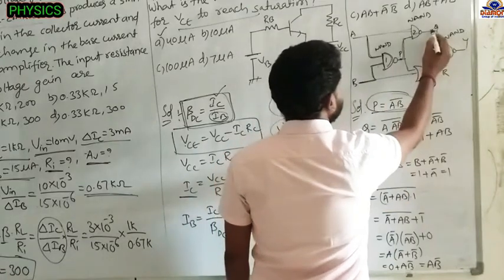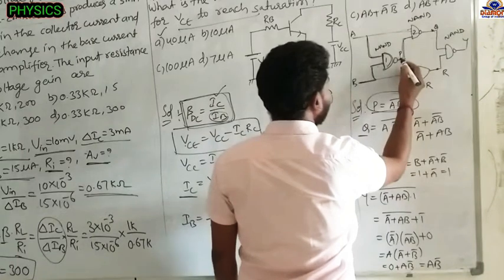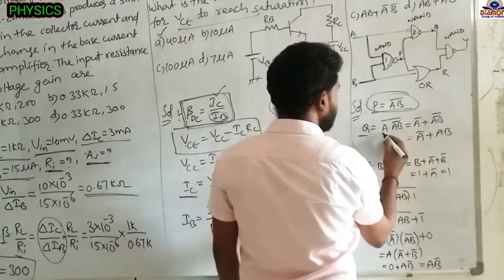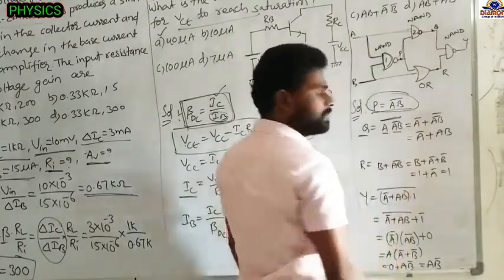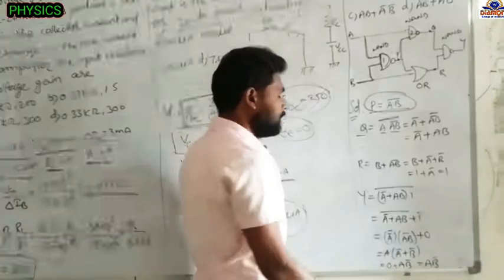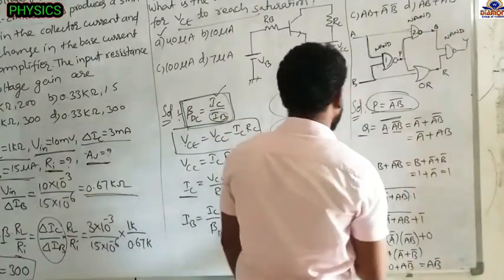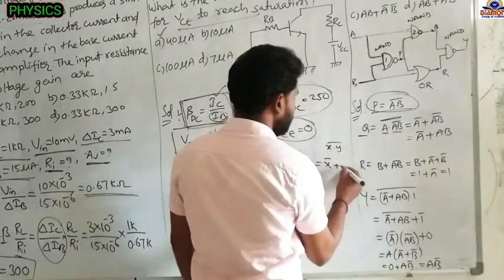So the output of the second NAND gate, Q, is the complement of A dot (AB complement). Let us simplify this one. Already I said, A dot (AB complement). We can write (x dot y) complement as x complement plus y complement.